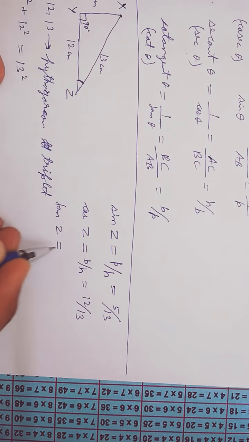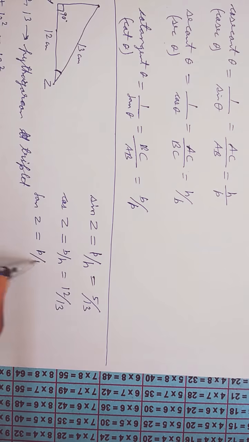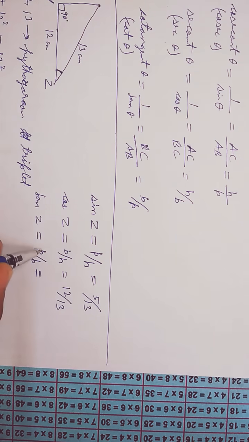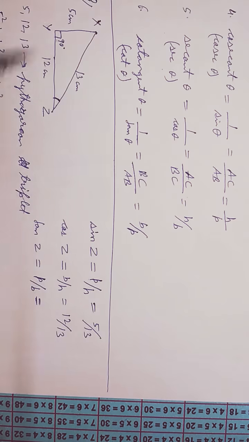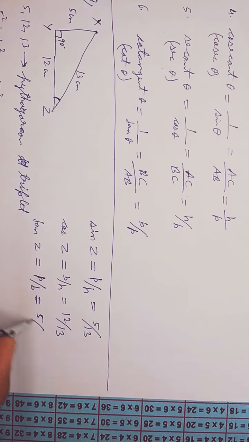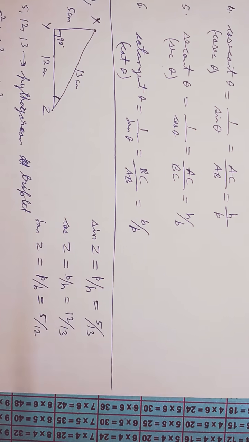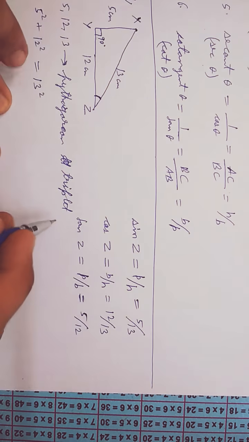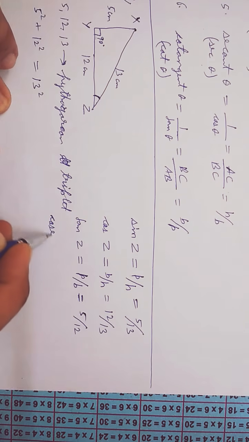Next is tan Z, which was P by B. The perpendicular side is this 5 and base is 12, so 5 by 12. Done. Now the 4th, 5th and 6th, as I told you, those are just the opposites.